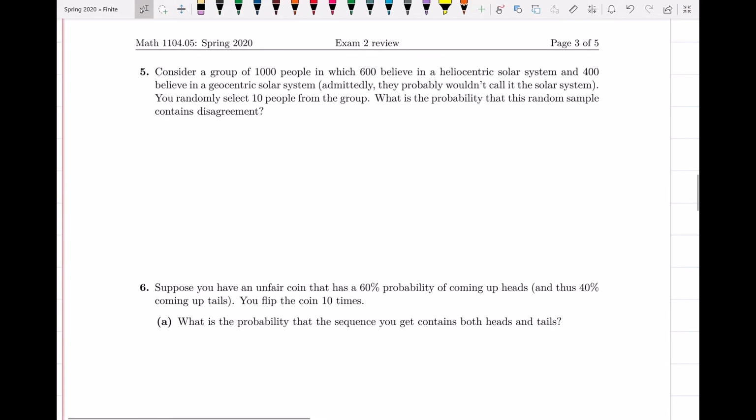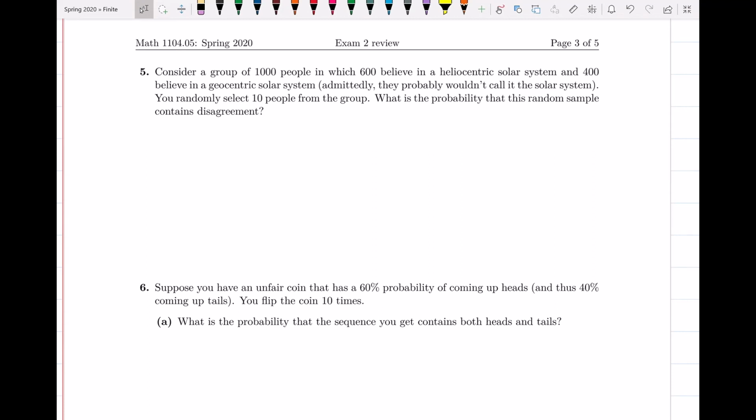So consider a group of 1,000 people in which 600 believe in a heliocentric solar system and 400 believe in a geocentric solar system. So they probably wouldn't call it a solar system if they thought that the Earth was at the center of it. Maybe they call it a geosystem, I don't know. Alright, so we randomly select 10 people from this group. And what is the probability that this random sample contains disagreement?